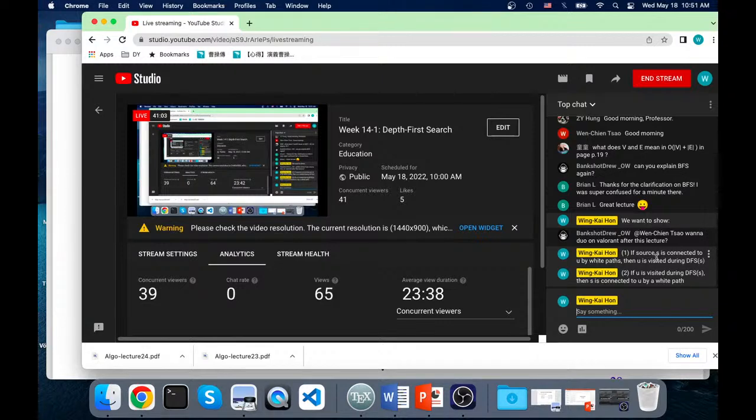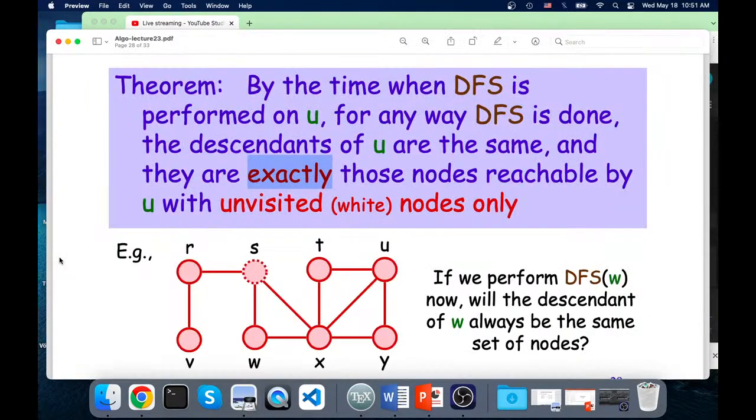The first one we can show by contradiction. And the second one, we are showing by simulation. So we simulate the process of how U is visited during the DFS of S. It must be through a certain white path. Okay, so actually, this is all that I want to talk about DFS originally.